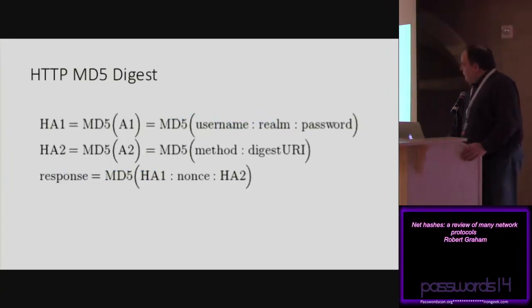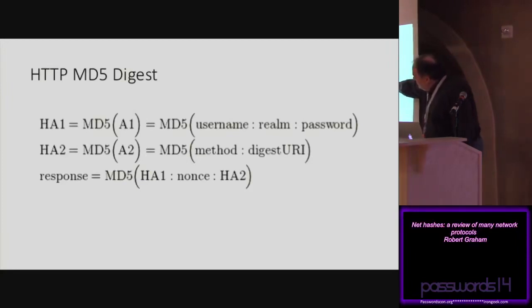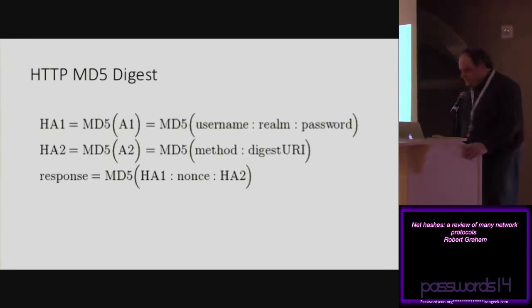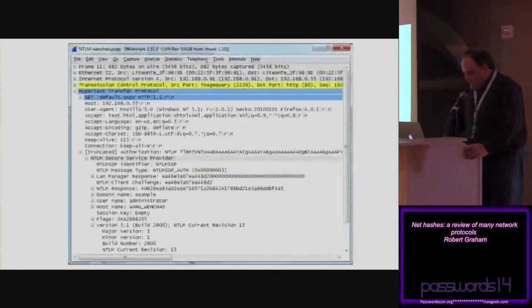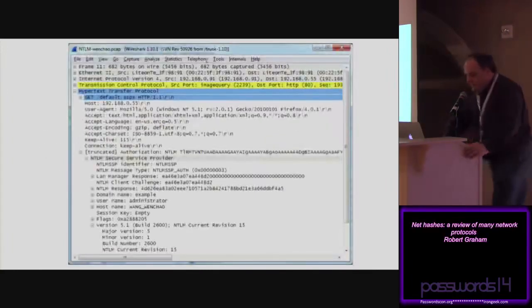And here's the exact algorithm of exactly what it's hashing. It's hashing the username plus the realm plus the password, and then hashing that value, and then hashing the other value here of the method, like get or post plus URL, hashing another value, and then hashing all this stuff with the challenge, and that's the response. So that's how it works for MD5 digest version.